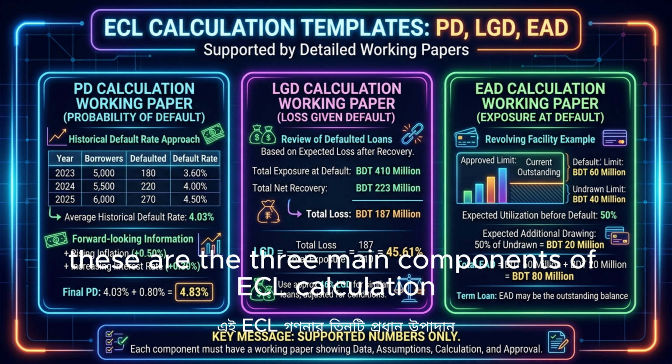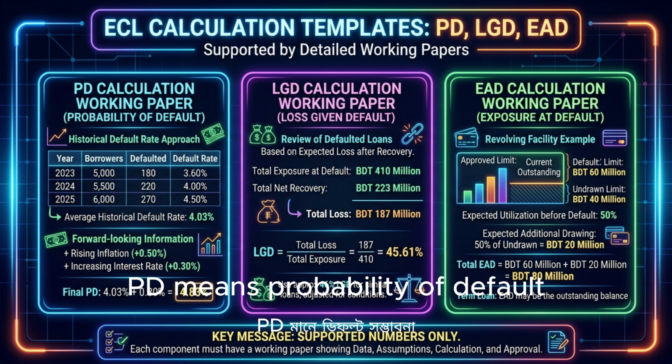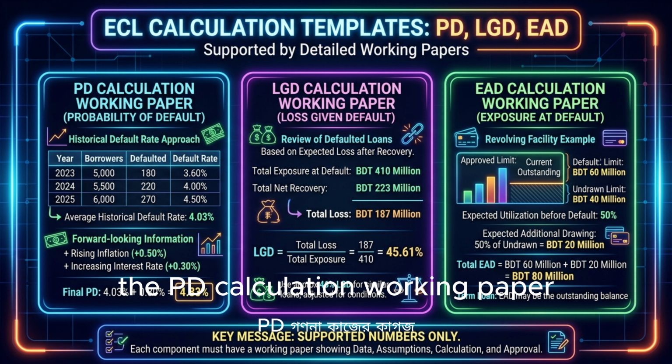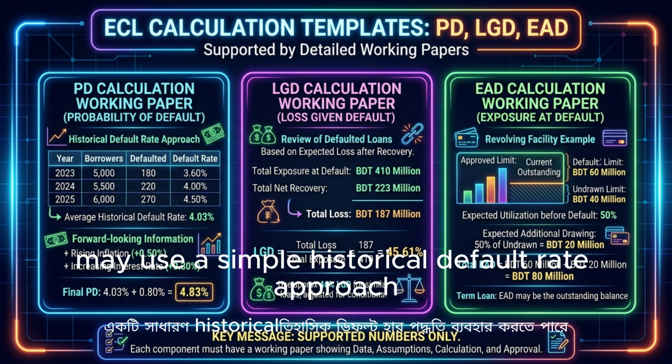These are the three main components of ECL calculation. PD means probability of default. LGD means loss given default. EAD means exposure at default. The PD calculation working paper may use a simple historical default rate approach.